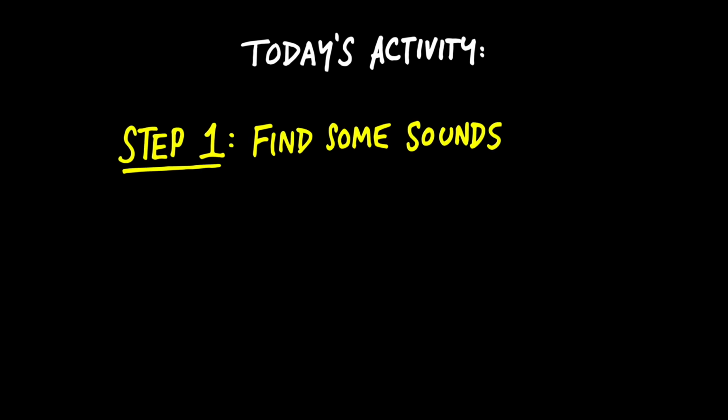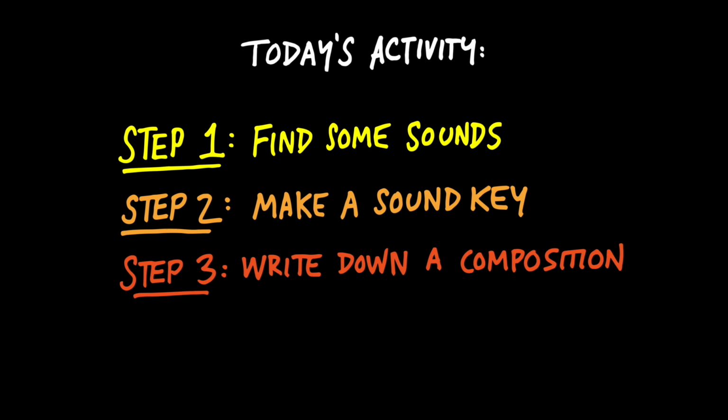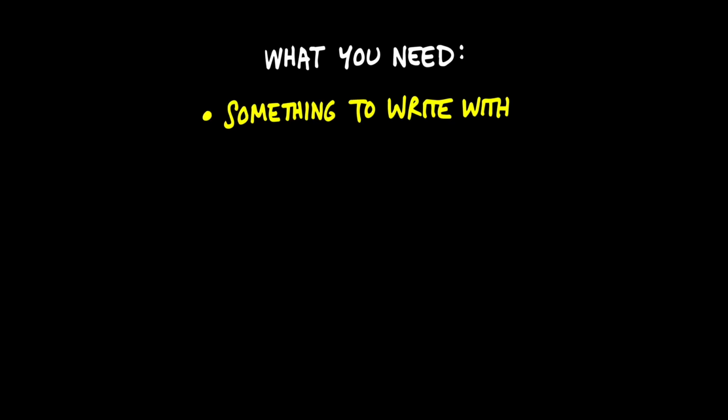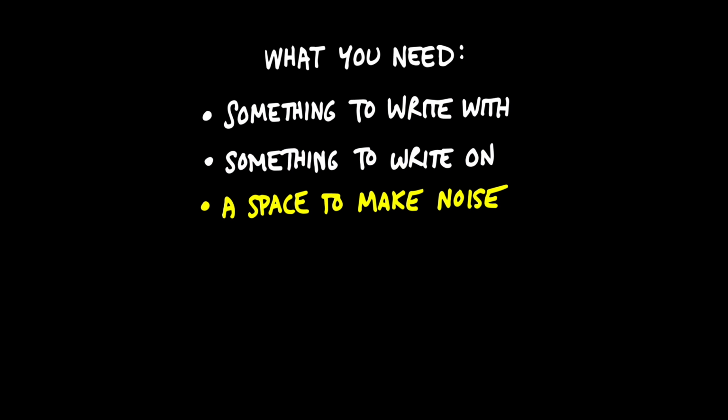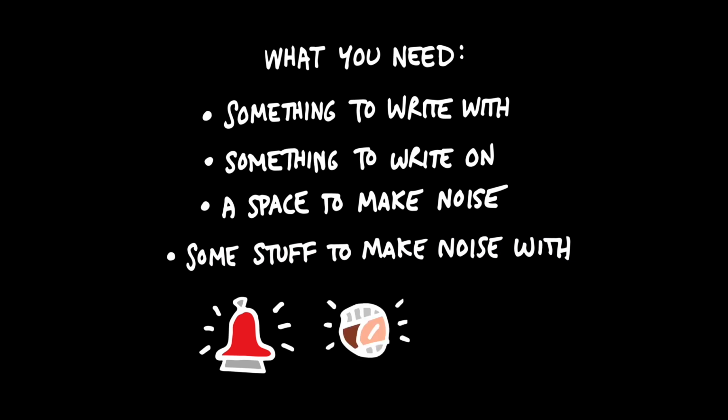In this activity, we're going to go on a scavenger hunt to find some sounds in our house, create our own musical notation using something called a sound key, and then we're going to use that sound key to write down our own piece of music, otherwise known as a composition. Creating music with your own notation is simple. All you'll need is something to write with, something to write on, a space where you can make a little bit of noise, and some stuff to make noise with, whether it be an instrument, your voice, or things you have lying around your space.